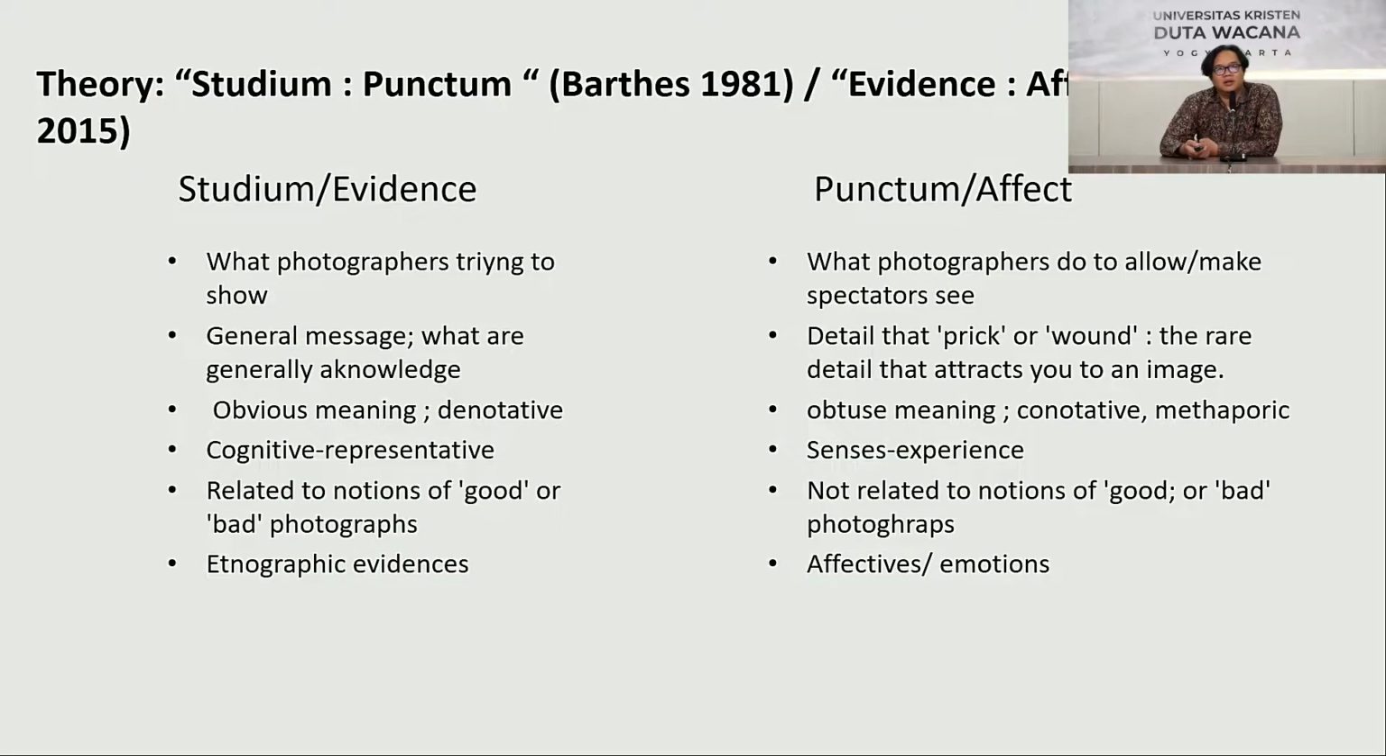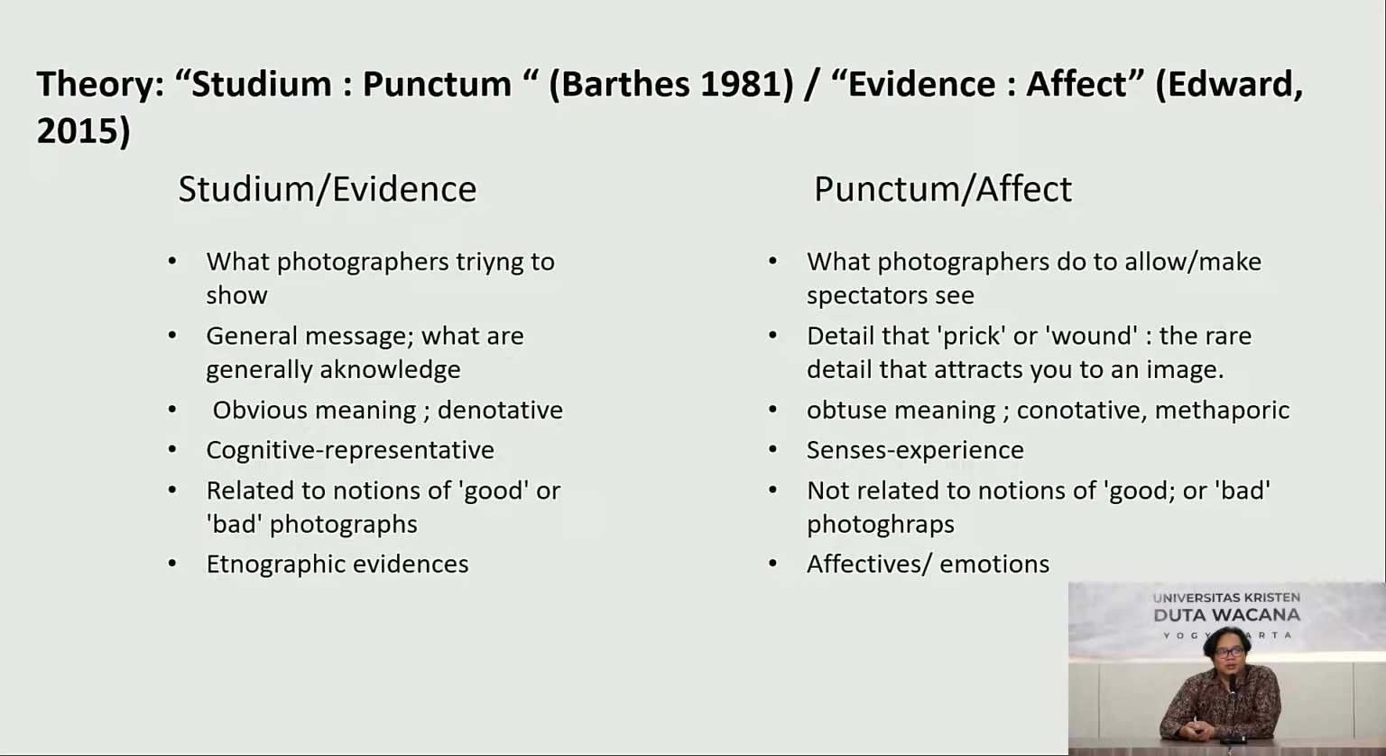Another theory, or the second theory, is the theory from Roland Barthes, an intellectual from France, and also another theory that came from Elizabeth Edwards, an anthropologist from the United States. The theory is called studium and punctum, or evidence and affect. Every photograph has these two qualities. One is studium, or evidence. Another one is punctum, or affect.